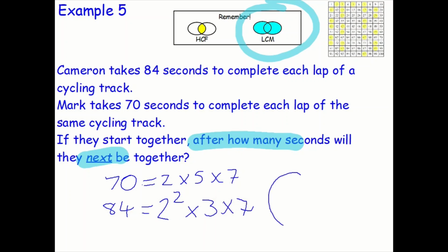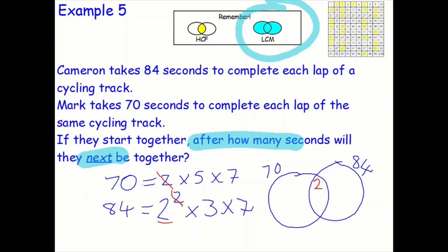Okay, and I'm going to do a Venn diagram. This is going to be 70, this is going to be 84. And what's in the overlap? Well, we've got a 2 there and a 2 here. I'm going to cross off the power, because remember 2 squared means 2 times 2, so I'm just going to cross that power off because I've still got that 2 there.